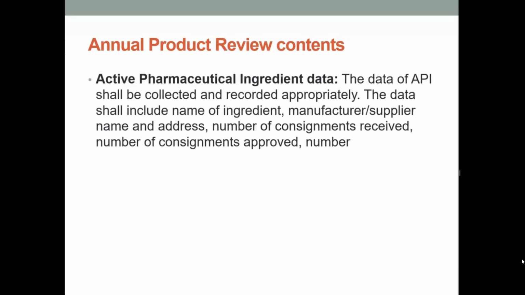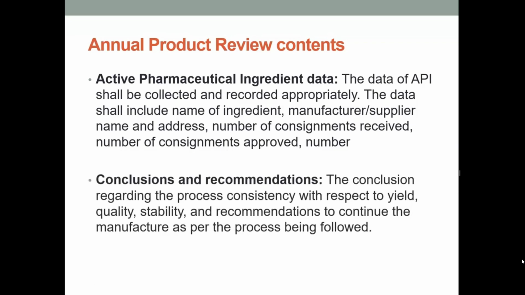Active pharmaceutical ingredient data. The data of the API shall be collected and recorded appropriately. The data shall include the name of the ingredient, the manufacturer or supplier name and address, the number of consignments received, the number of consignments approved. Conclusions and recommendations. The conclusion regarding process consistency with respect to yield, quality, stability, and recommendations to continue the manufacture as per the process being followed.